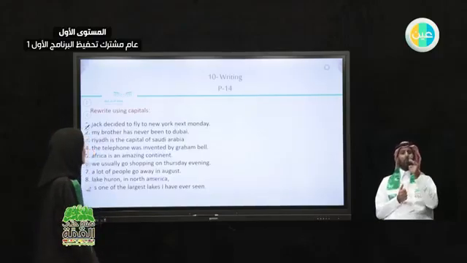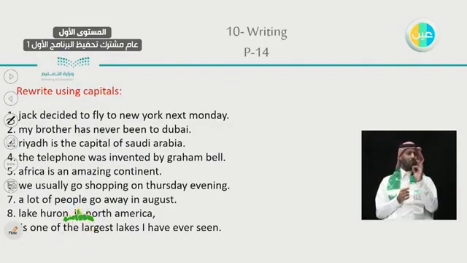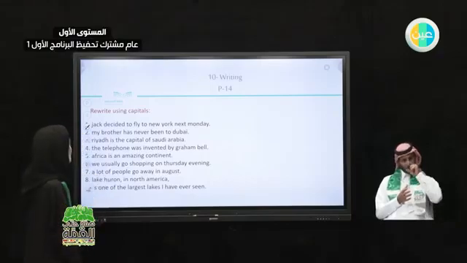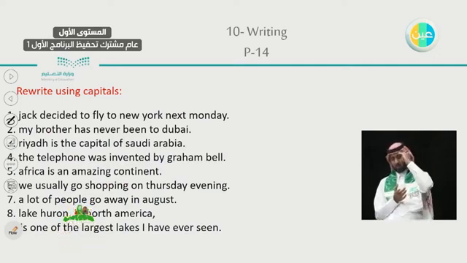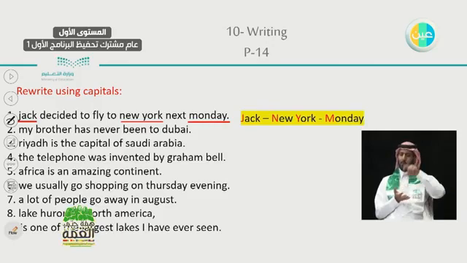Now we have an exercise in your books on page 14. We have sentences, and within these sentences we have mistakes which are in small letters, and you are supposed to write them in capital. Jack decided to fly to New York. Which ones should be in capital letter? We will have Jack, a name, New York, and Monday. So they should be capital J, capital N, capital Y, and capital M.